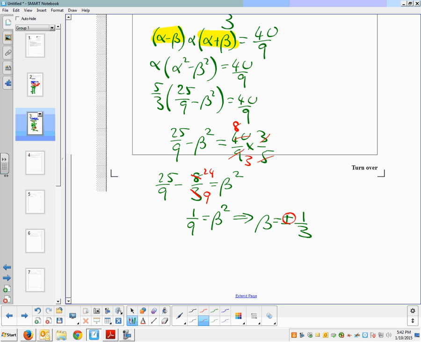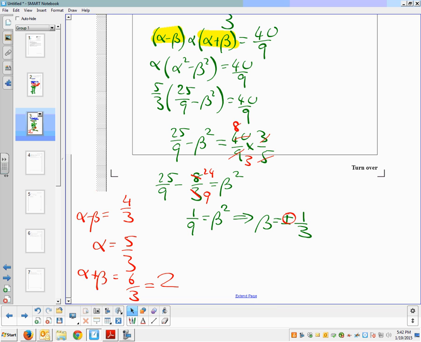And my 3 roots are, well, alpha was 5/3. Alpha minus beta would be 4/3. And alpha plus beta would be 6/3, or 2. And there's my 3 roots.